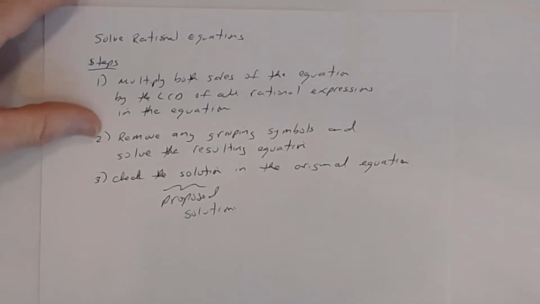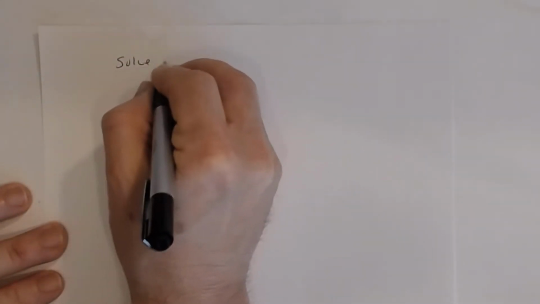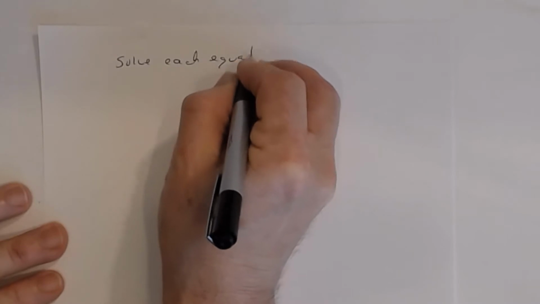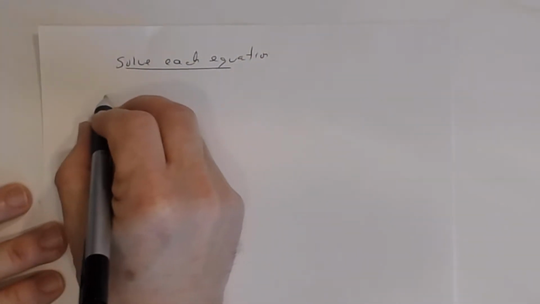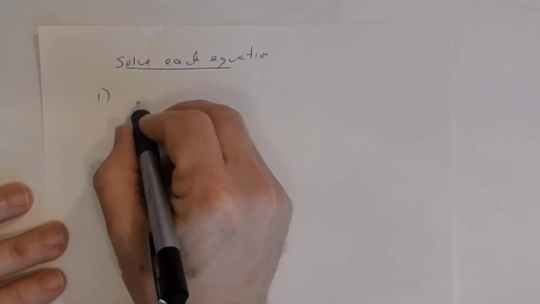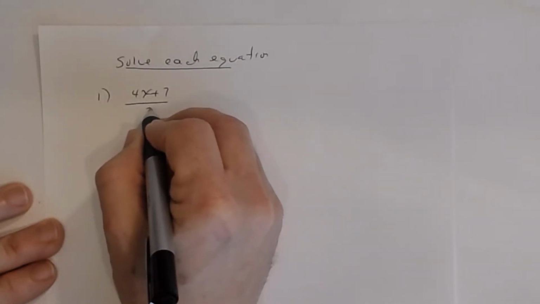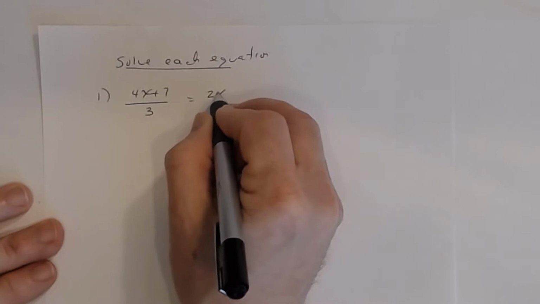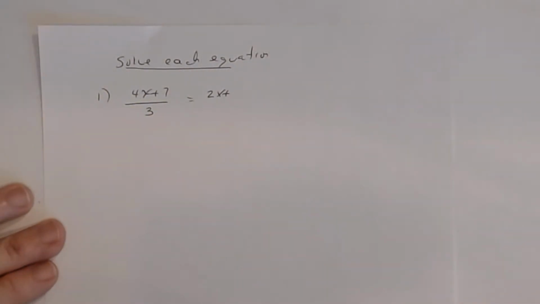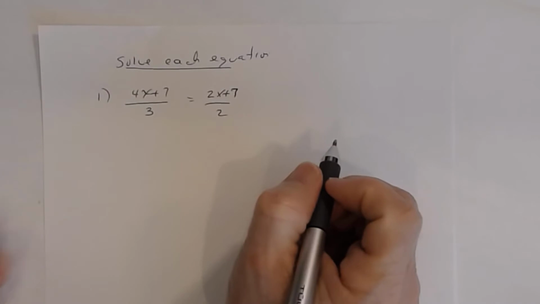All right, so let's look at this first example. The directions will say solve each of the following rational equations. So solve each equation. Now, these are going to be rational equations. Let me remind you about why this equation, number one, is a rational equation. So (4x + 7)/3 equals (2x + 7)/2. I think that's a 7. So yes, 7 divided by 2.